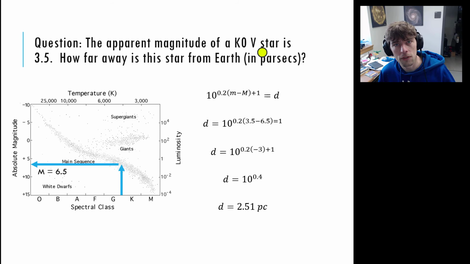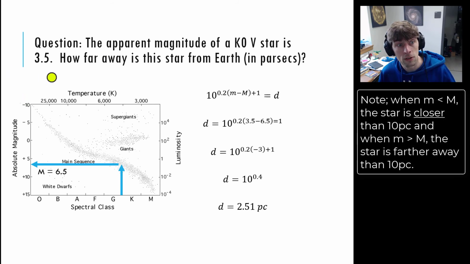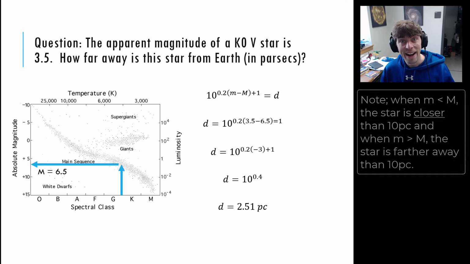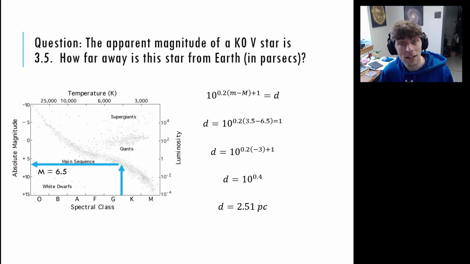this K0 star, which has an apparent magnitude of 3.5 and an absolute magnitude of 6.5, that star is a distance of about 2.5 parsecs away. Okay. Now notice what we did. You had to use the spectral class of the star and the HR diagram to estimate the absolute magnitude, or correspondingly, the luminosity of the star.